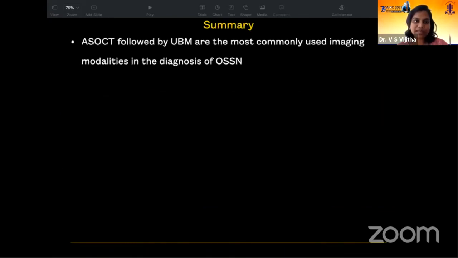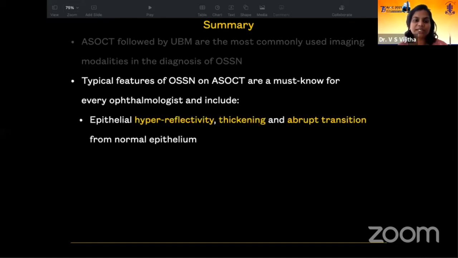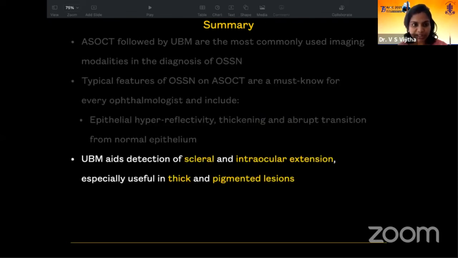To summarize, ASOCT followed by UBM are the most commonly used imaging modalities in the diagnosis of OSSN. Typical features of OSSN on ASOCT are a must know for every ophthalmologist, and these include epithelial hyperreflectivity, thickening, and abrupt transition from normal epithelium.